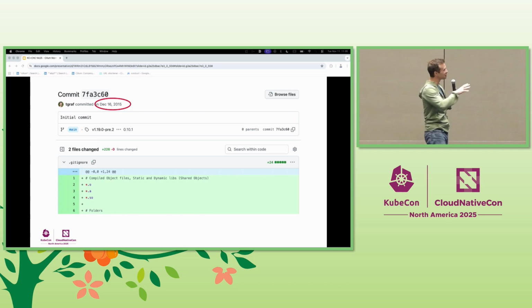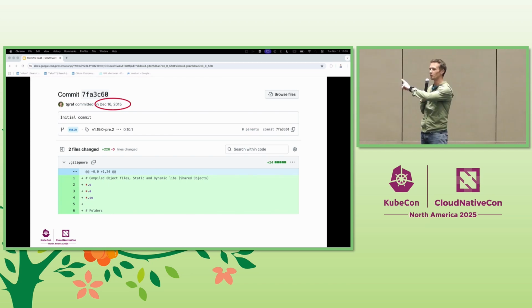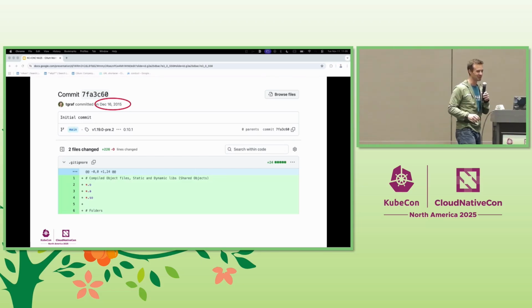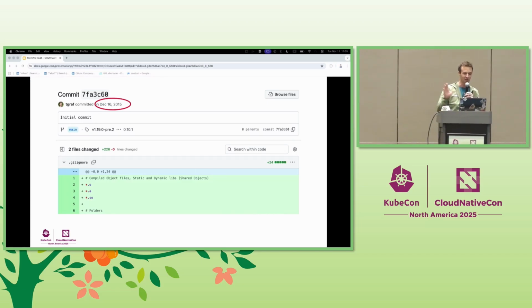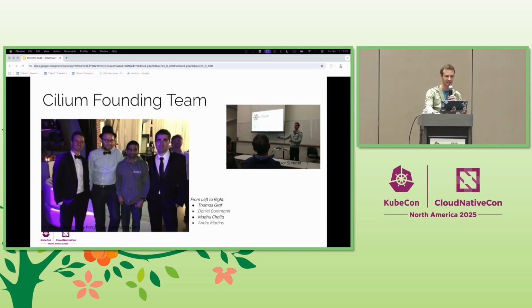So this was the original commit that we put into GitHub. You can see it always starts with committing a .gitignore file, right? That's always the first commit into a new project. So in December, we'll actually celebrate officially 10 years of Cilium.